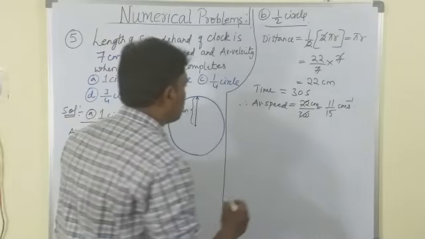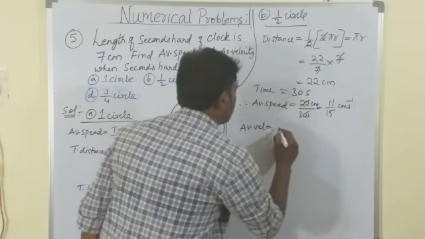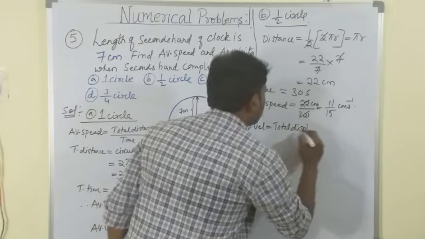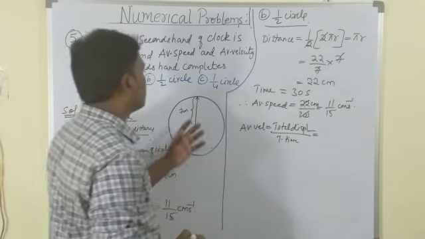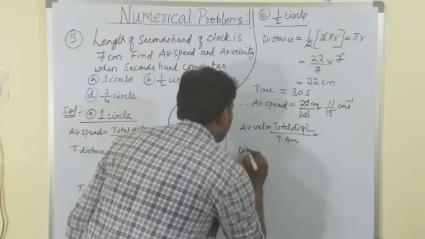Let us see the average velocity. Average velocity is total displacement by total time. Now we want the displacement here, so let us see the displacement. What is the displacement here?